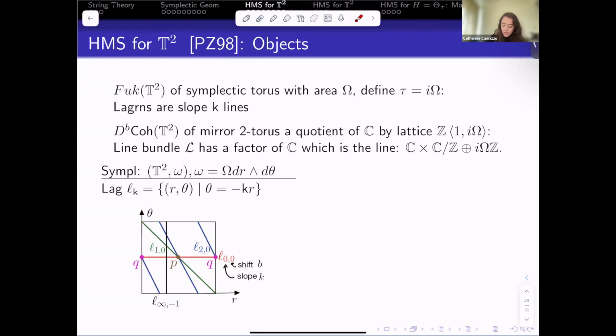The reason for the negative sign is so that when we look at this grading, remember I said there's this superscript K and it has a degree. I didn't define the degree, but both sides have a grading. In order for the grading to match up on the complex and the symplectic side, there needs to be a minus sign here. That's why the slopes are negative. Okay, so here's slope 0, slope 1, slope 2. And we also have these vertical Lagrangians, which I call L infinity because it's sort of like infinite slope.